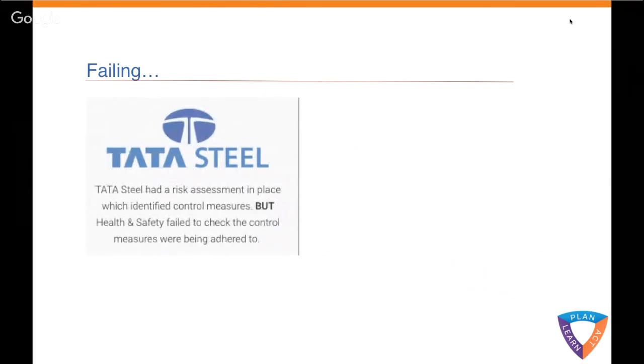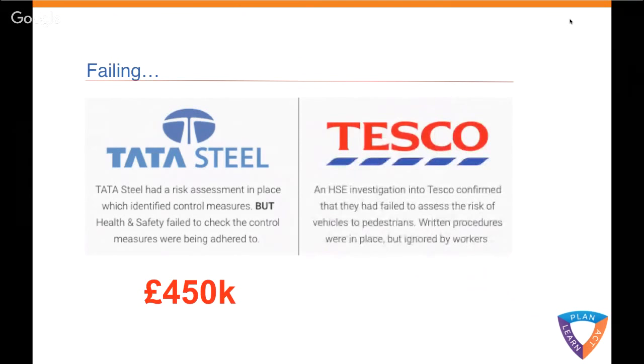Tata Steel had a risk assessment in place. It identified control measures. But health and safety failed to check the control measures were being adhered to. They were fined £450,000. Tesco failed to assess the risk of vehicles to pedestrians. They had written procedures in place, but they were easily ignored by workers. That resulted in a £1.6 million fine.